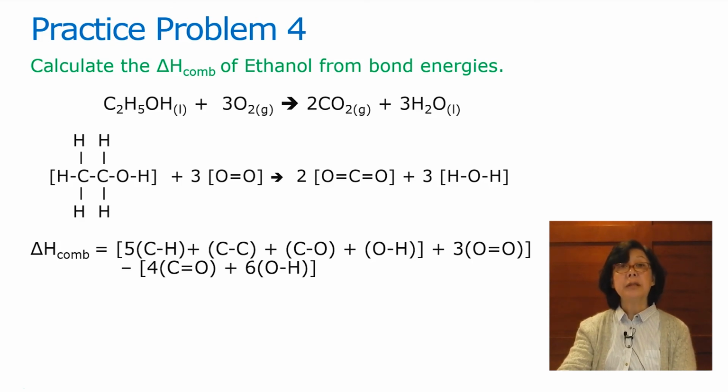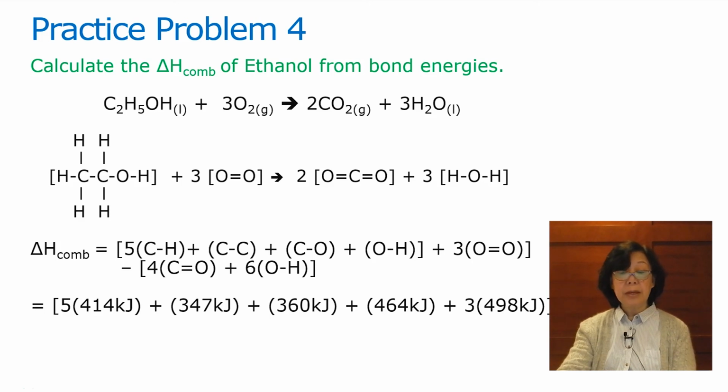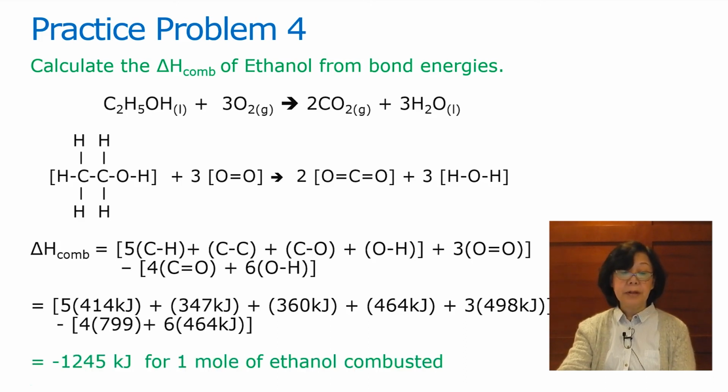Plus 3 moles of double bond O minus 2 times 2, because there are 2 moles of C double bond O in the carbon dioxide, and there are 2 moles, so it's 4 C double bond O, plus 3 times 2, as there are 2 OH bonds per water molecule, so 3 times 2 will be 6 moles of OH bond to be made. So now we plug in the numbers by getting the number from the appendix in your textbook. And we calculate to be negative 1245 kilojoule for 1 mole of ethanol burned.